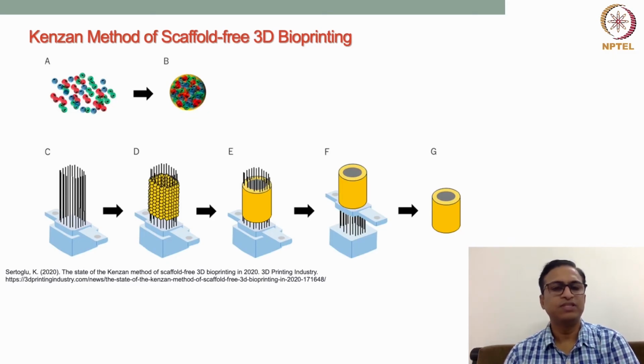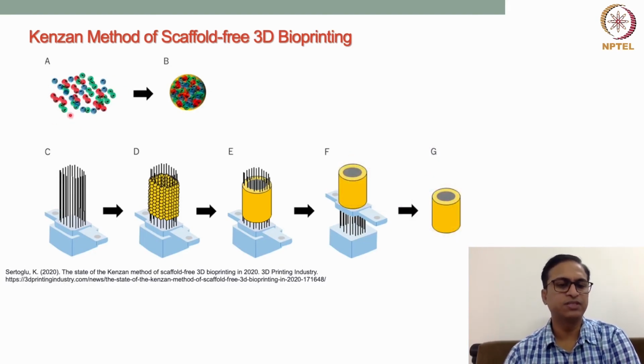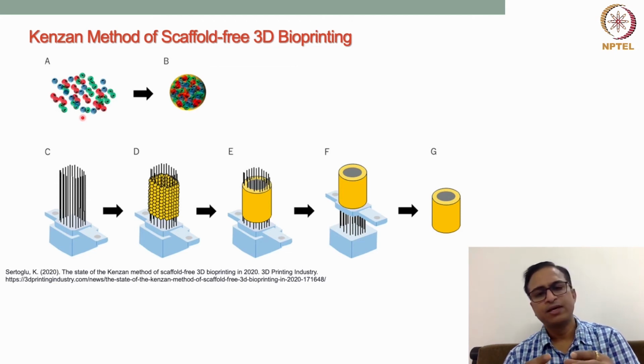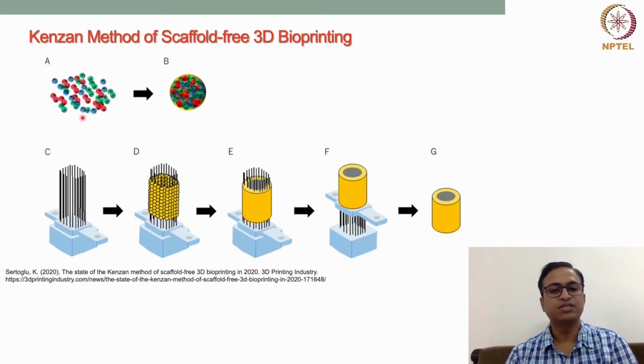In this method, basically it relies on cellular self-assembly, where if you put cells together, either homogeneous or heterogeneous cell types, the cells have that intelligence. They adhere to each other, they assemble, and they produce an agglomerate. The cells present in this agglomerate produce extracellular matrix components, and those extracellular matrix components bind the cells together, and then a tissue structure is developed.